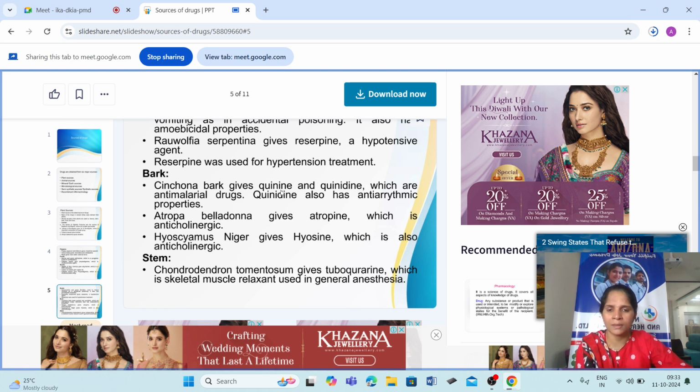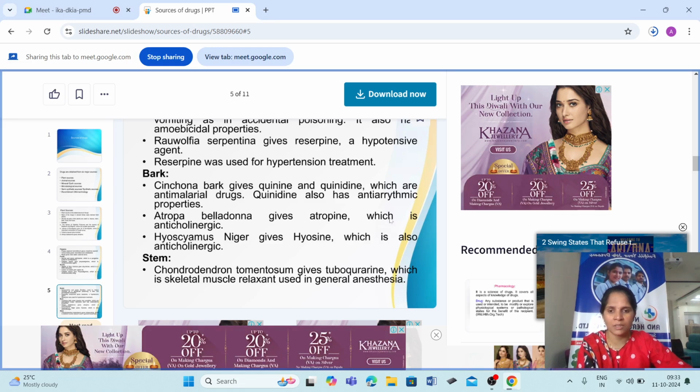So what are the things we are going to get from cinchona bark here? It is quinine and quinidine, which are anti-malarial drugs. You all know, even in dispensaries you will get hydroxychloroquine. The medication name is HCQ tablets, we say. So in that you will have this quinine or quinidine. And quinidine can also be used for its anti-arrhythmic properties.